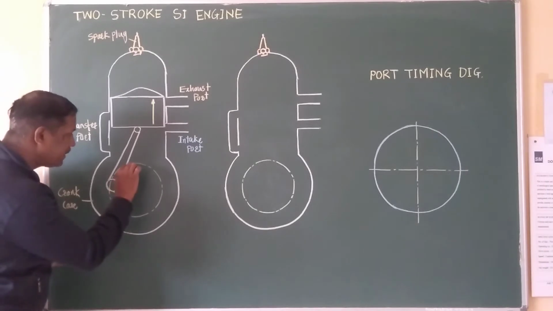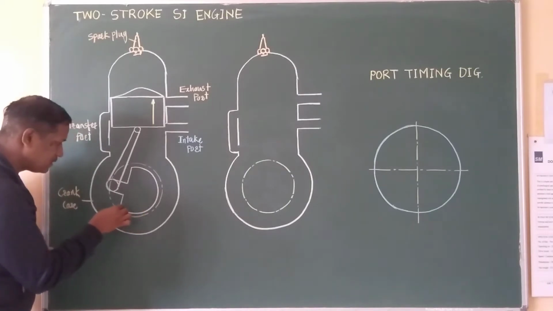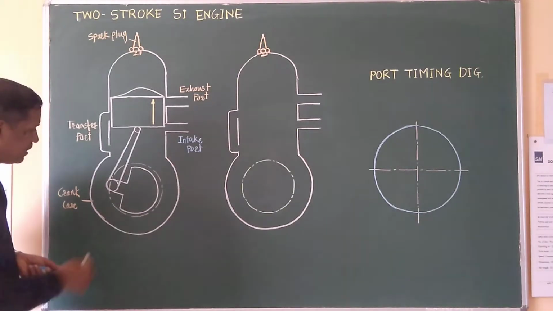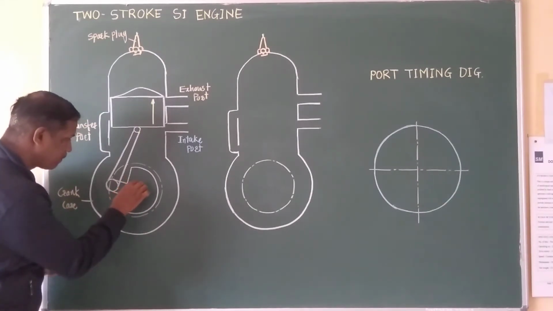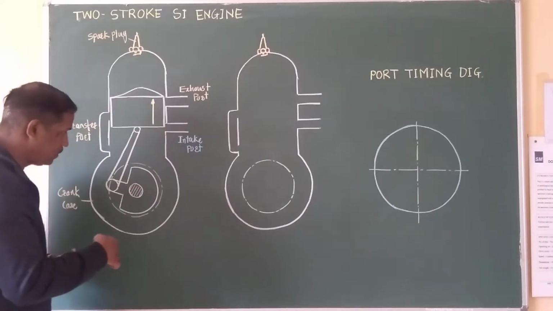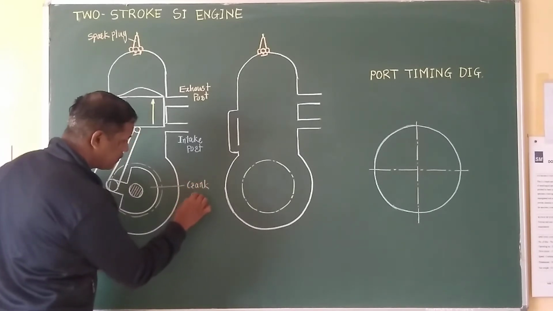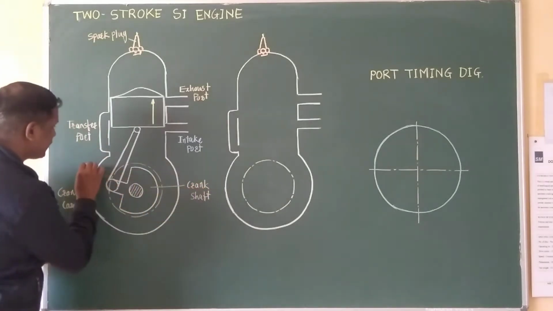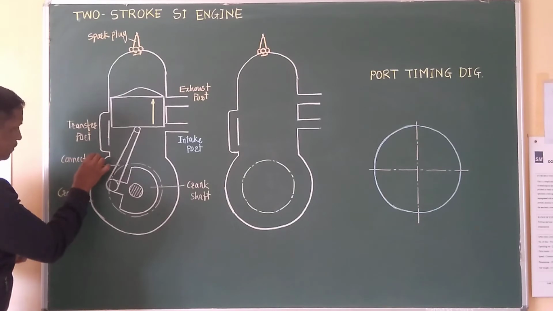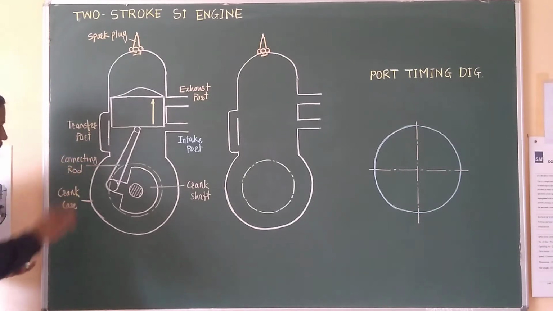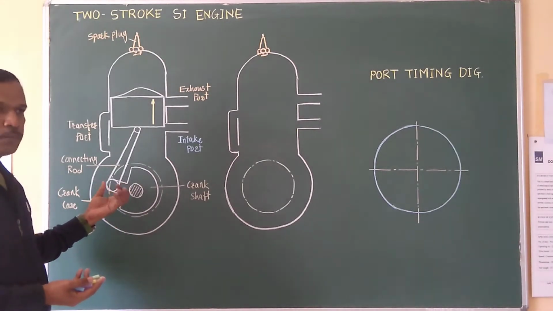Now to draw the crankshaft, we have to draw two lines from this big circle towards the center, and then outward, and make it a table tennis bat section. So it will become our crankshaft, and this is the center of the crankshaft. So this is our crankshaft, and this is our connecting rod.